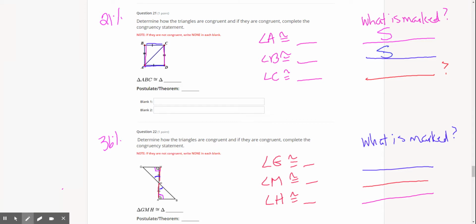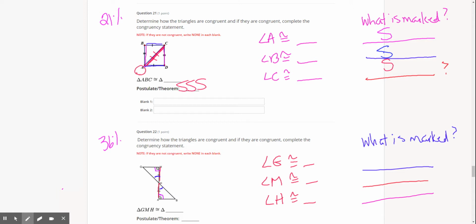And then what's the third thing I can do? I can always do it when two triangles are smushed together: the reflexive side. So this is definitely going to be side, side, side. The question is, what does A go with? Does A go with C or A? And that's the hard part.